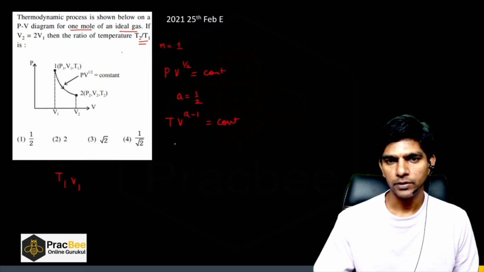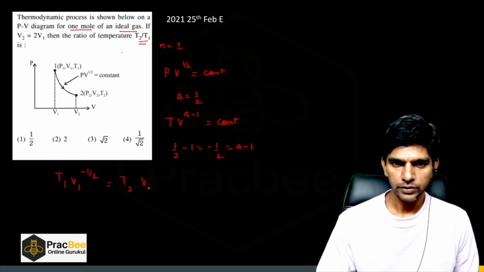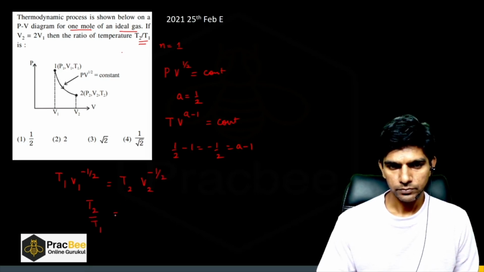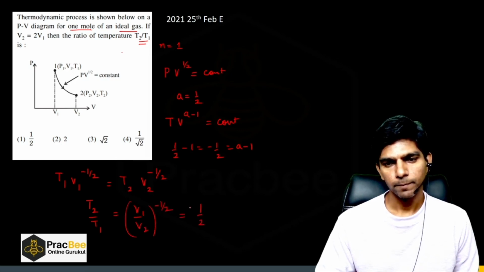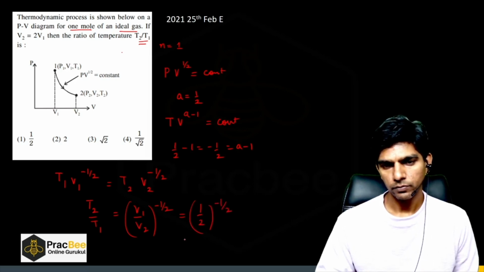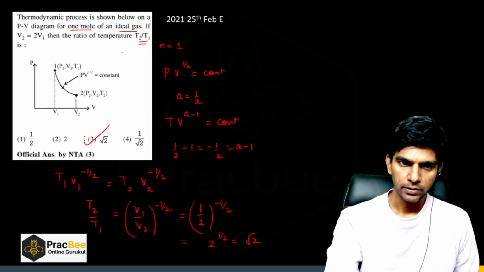So A minus 1 is 1 by 2 minus 1, right? That is minus 1 by 2. This is A minus 1. So T1 V1 raised to power minus 1 by 2 is equal to T2 V2 raised to power minus 1 by 2. So T2 by T1 is equal to V1 by V2 raised to power minus 1 by 2. And V1 by V2 is nothing but 1 by 2, right? 1 by 2 raised to power minus 1 by 2, and this can be written as 2 raised to power 1 by 2, which is root 2. So option 3 is the right answer.